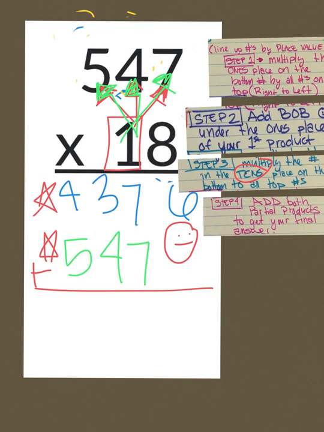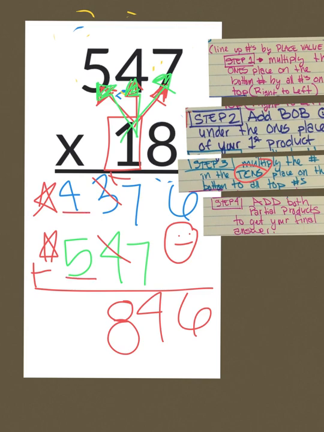There. Okay, so we start just like adding a normal problem. 6 plus 0 is 6. 7 plus 7 is 14. Regroup the 1. 3 plus 1 is 4. Plus 4 is 8. And then last I have 4 plus 5 is 9. And now I have my final answer of 9,846.